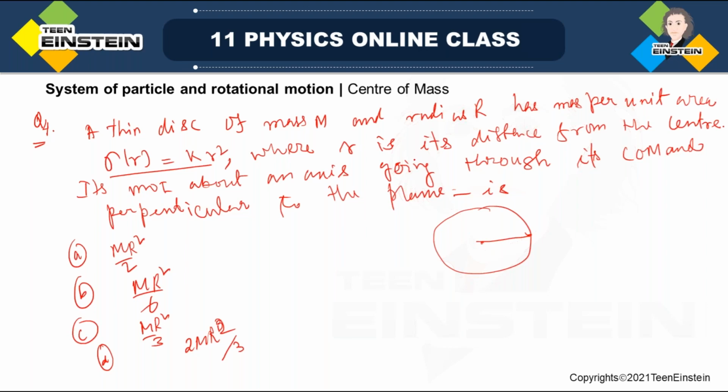Okay, now for this kind of mass distribution, when the mass distribution is not constant or uniform, when it varies with distance, then what will be the moment of inertia of this particular thin disk, about an axis which is passing through the center and perpendicular to the plane?